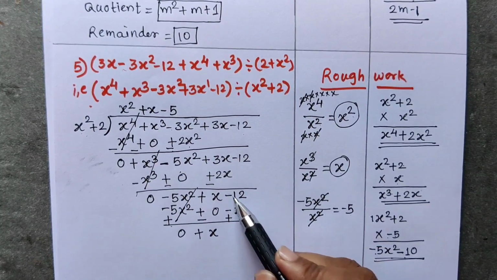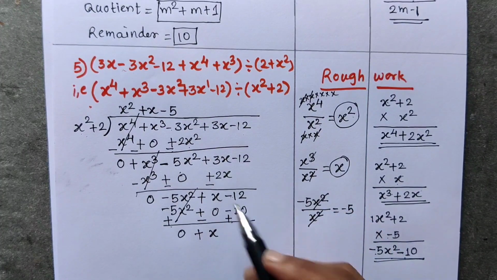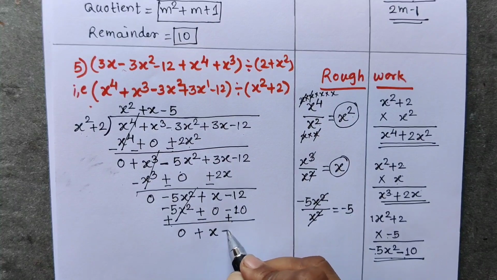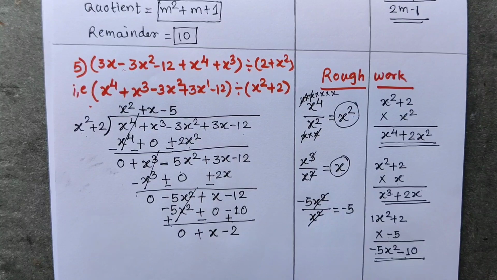Now see, minus 12 plus 10. Minus plus will become minus, sign of bigger number. Bigger number is 12. So here I write minus sign. 12 minus 10 is 2.